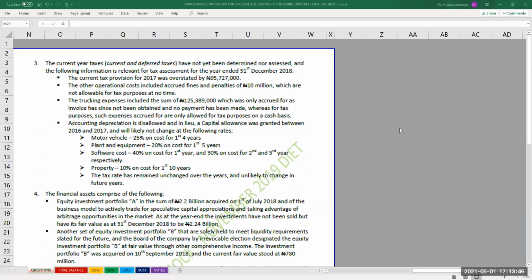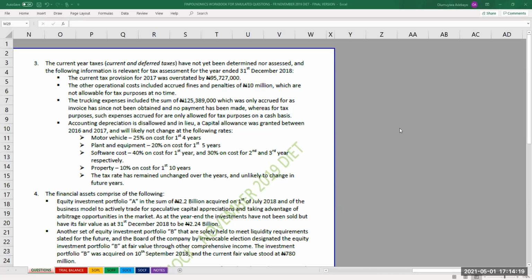Four, accounting depreciation is allowed and in lieu, the capital allowance was granted between 2016 and 2017 and will likely not change at the following rates. Motor vehicles 25% on cost for first 4 years, plant and equipment 20% on cost for first 5 years, software 40% on cost for first year and 30% on cost for second year and third year respectively. Property 10% on cost for first 10 years. The tax rate has remained unchanged over the years and unlikely to change in future years.